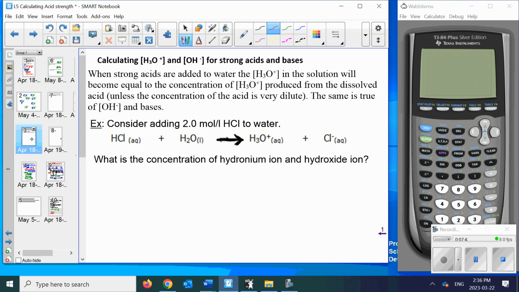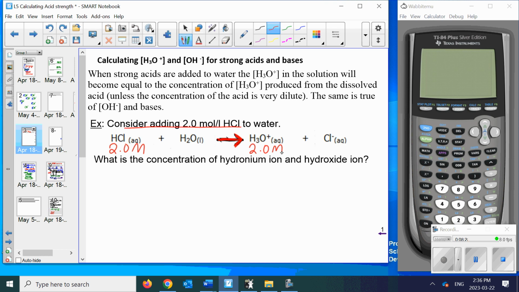Now let's go back and just see why this is true. Consider adding 2 moles per liter of HCl to water. So here we are. I start with 2 moles per liter. And when I say strong acid or strong base, that means it's a one-way reaction, not an equilibrium. So I've got the big fat arrow. It does not go back and forth. It goes 100%. This was a balance of 1 to 1. So we have 2 moles in a liter of water of HCl breaking up. We've got 2 moles of hydronium ion. We also have 2 moles of chloride ion forming, but we're not there yet.